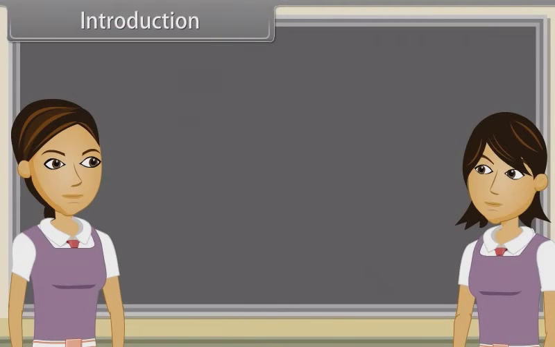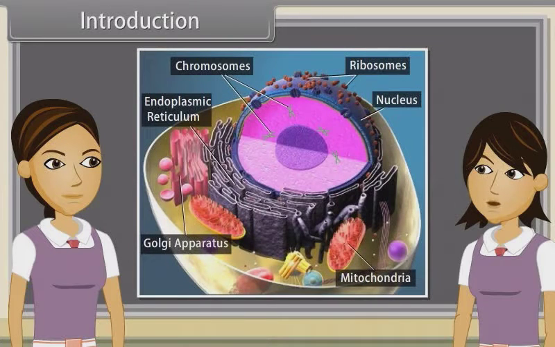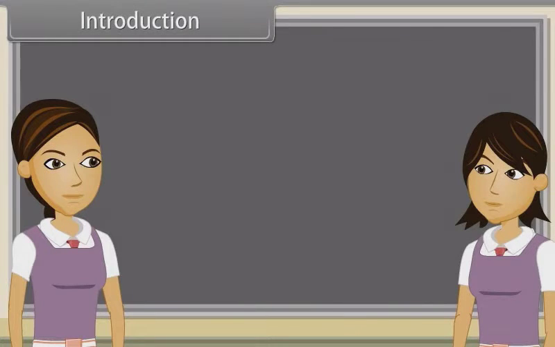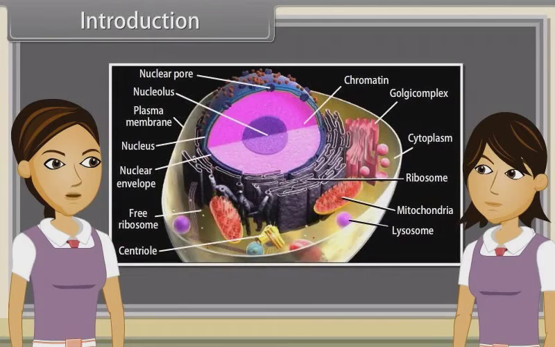Introduction. We have discussed structure of eukaryotic cells and structure and functions of cell membrane and cell wall already. Now we will discuss structure of endomembrane systems. We will also observe structure of endoplasmic reticulum, Golgi apparatus, lysosomes, vacuoles, mitochondria, plastids, and ribosomes.